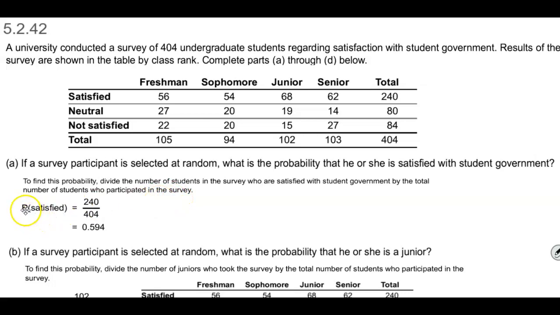So we're trying to find the probability of satisfied. Well, that means here that if we take a look at the total number that were satisfied, which is 240, and then we're going to divide it by the total number in the survey, which is 404. So we take 240 divided by 404, which gives us a result of 0.594.